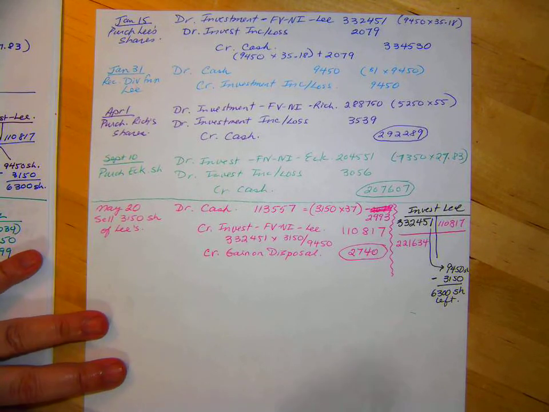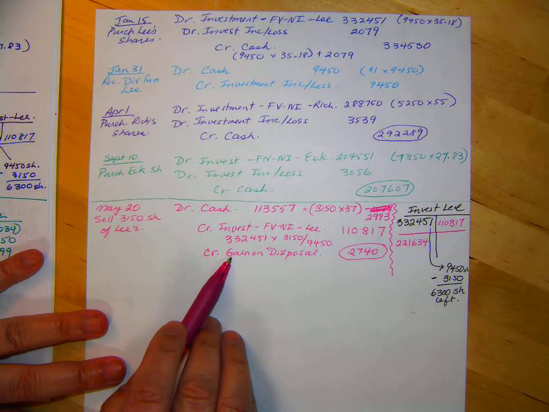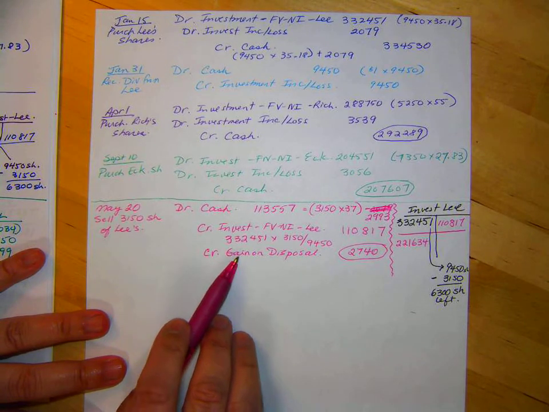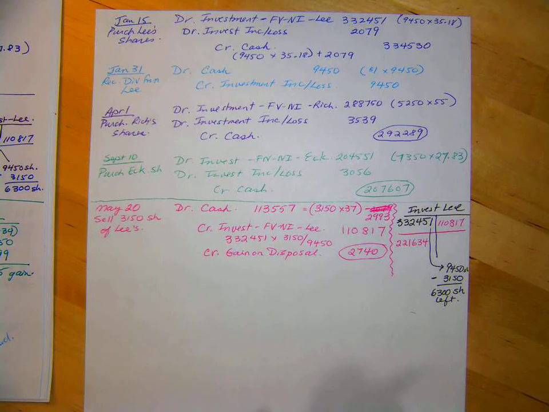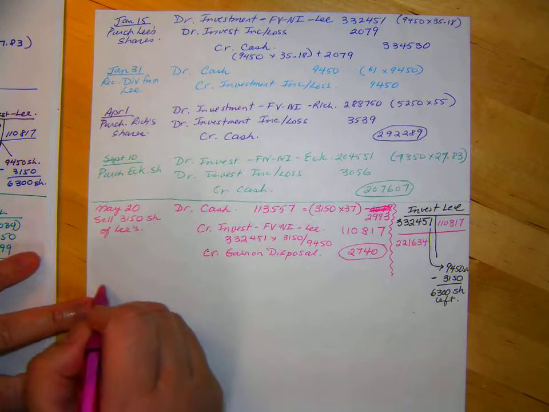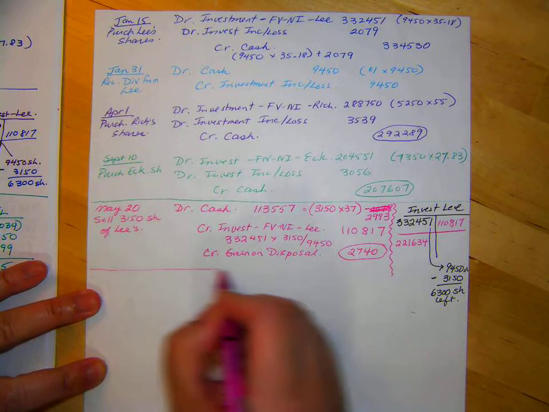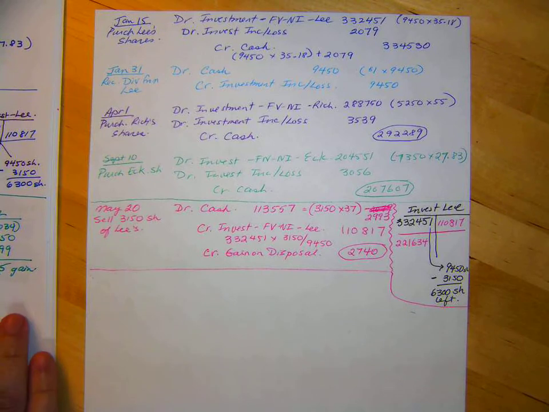Okay. Now, technically you could use investment income or loss, but in this chapter they don't want you to, they want you to use the actual gain. So that's the only time they want you to use it. Okay. So that was May 20th.